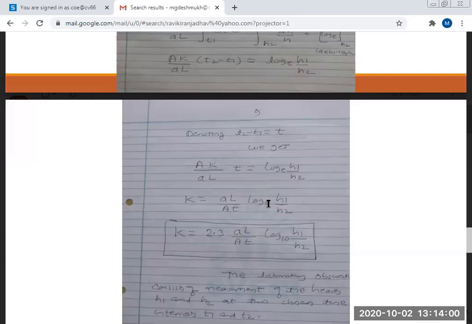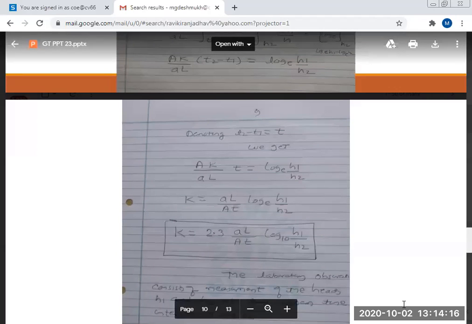अगर मैं ये log e जो नेचुरल लॉगरिथम है इसको हटा के बेस 10 कर दिया तो ये फॉर्मूले में आता 2.333 समथिंग, बट वी टेक 2.3 ओनली. So k is equal to 2.3 aL by At log 10 h1 by h2, where small a is area of standpipe, L is length of specimen, capital A is cross-sectional area of specimen, and t is the time for falling from h1 to h2. h1 is initial head, whereas h2 is final head.